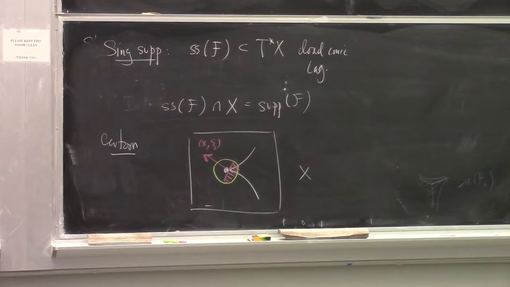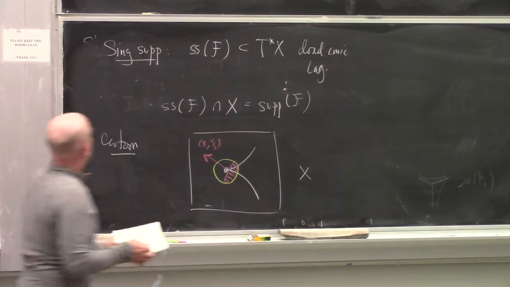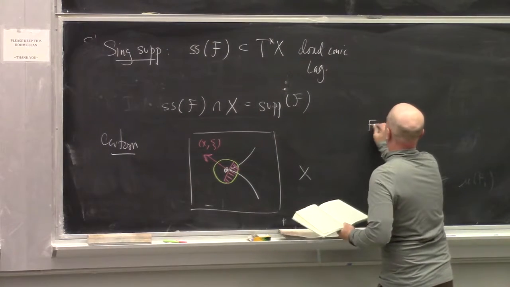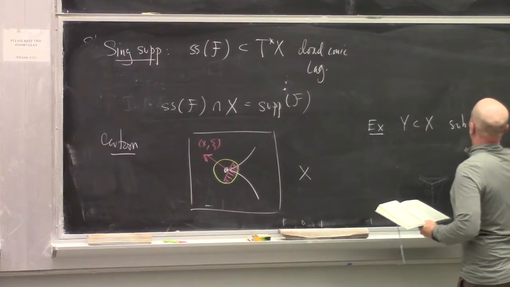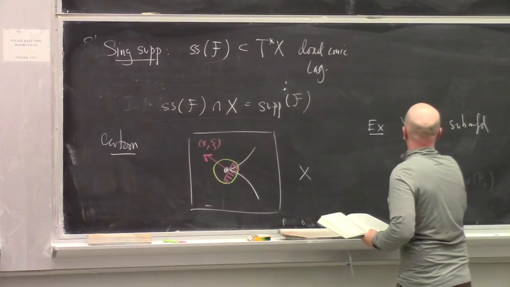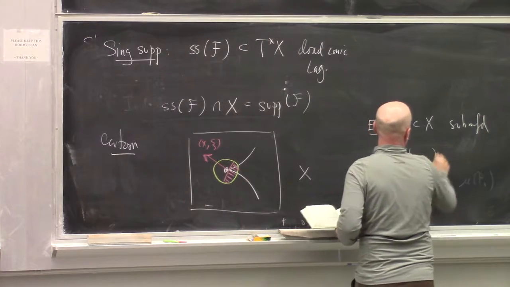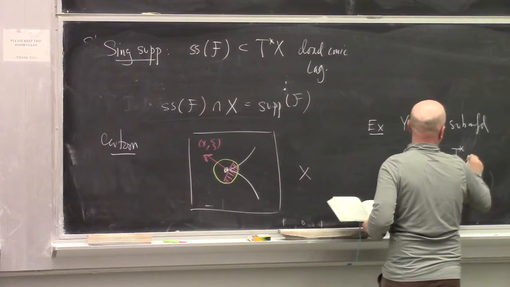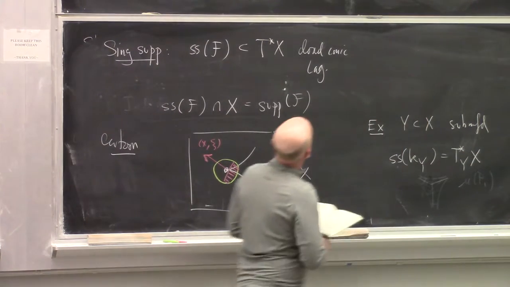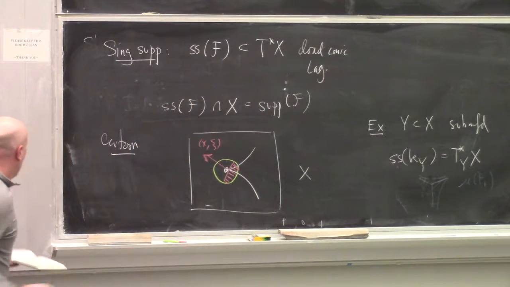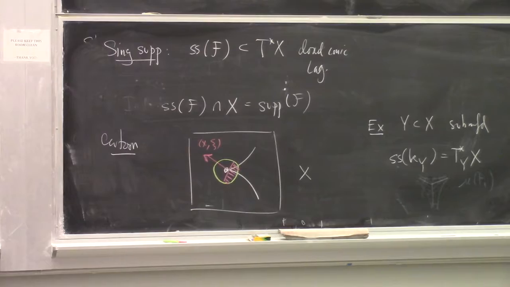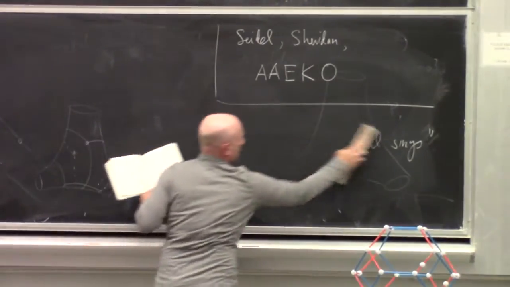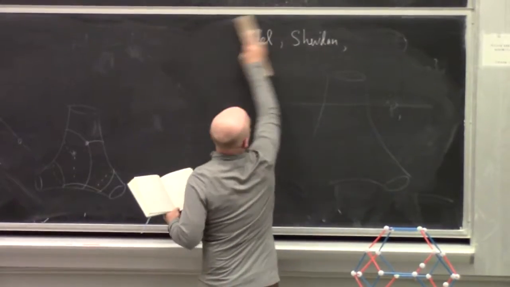Once you have this, maybe I should give an example. Let's say we have Y inside X a submanifold. If I look at the constant sheaf on Y, then the singular support of this is the conormal bundle to Y in X. Okay, so now once you have this notion of singular support, you can construct a symplectic invariant called microlocal sheaves.